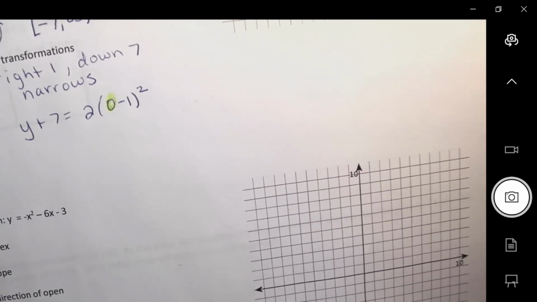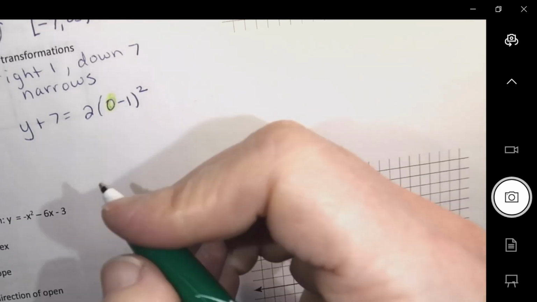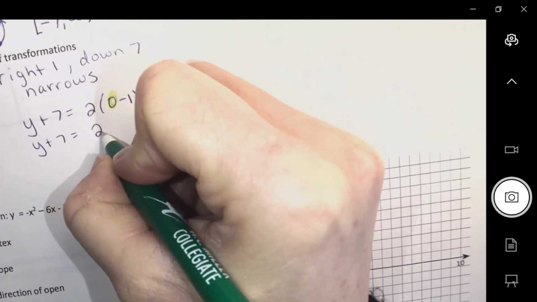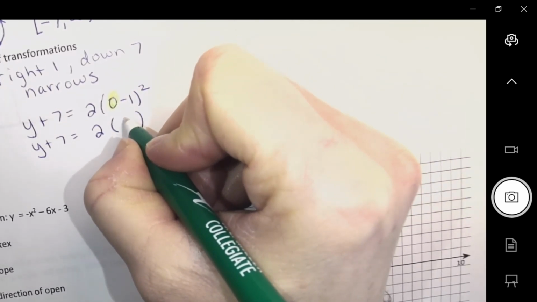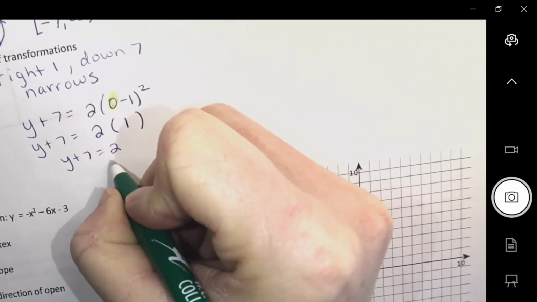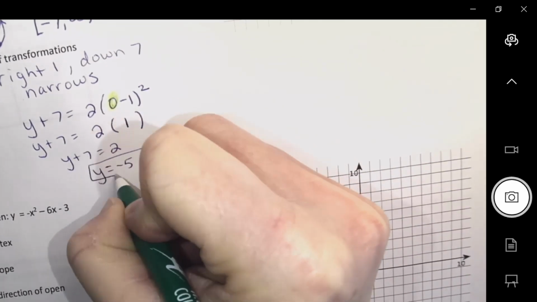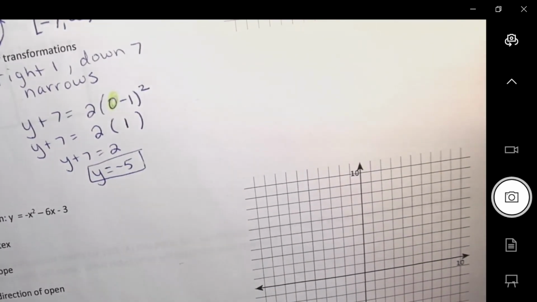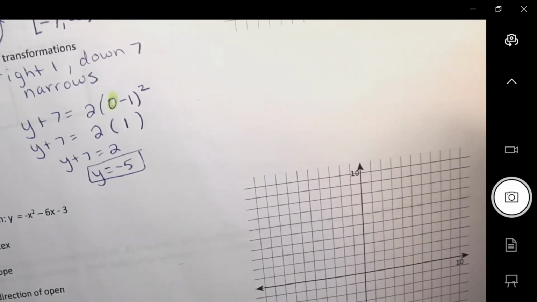This is a test of your BEDMAS. Can you get me y? Do all your BEDMAS steps here. Brackets, then you square that, then you times by 2, then you subtract 7.